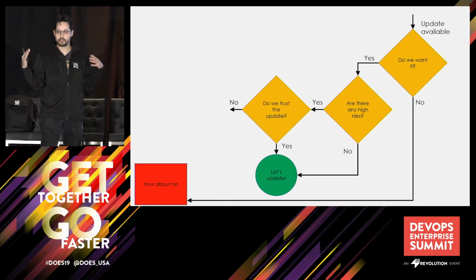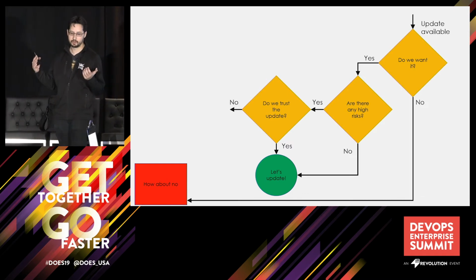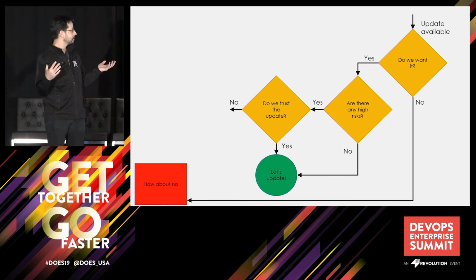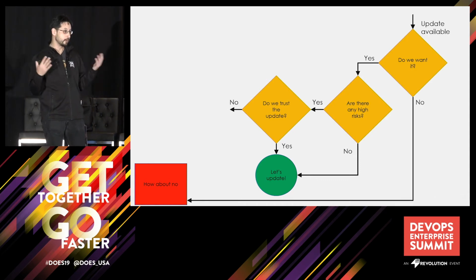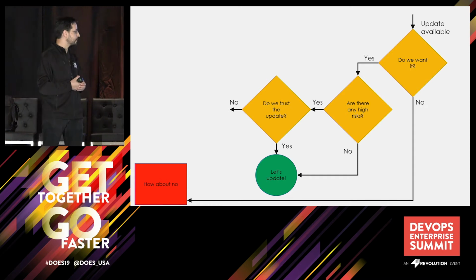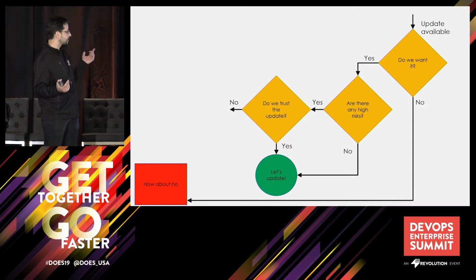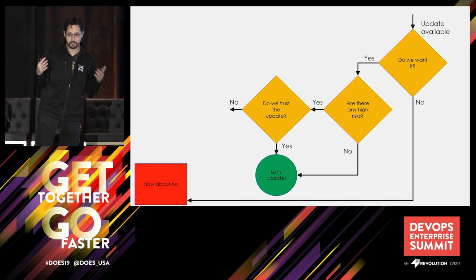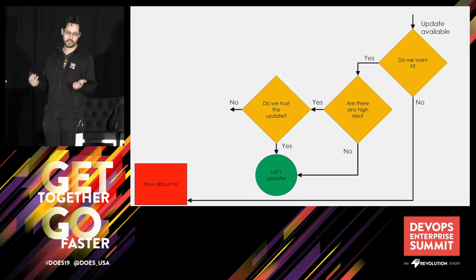OK, so to understand kind of where we are, this is a graph which shows you the thought process people go through when they want to do updates. And so an update's available. Do we want it? So if we don't want the update, if it doesn't have features we want, if there's no security issues, maybe we don't even care about the update, but hopefully we want it. And then we ask ourselves, are there any high risks with this? If there's no risk at all, we're probably willing to update it because it's easy. But if there are risks, then you ask yourself, do you trust the update? Because potentially this could cause issues for me, it could cause downtime, it might need to be retested.